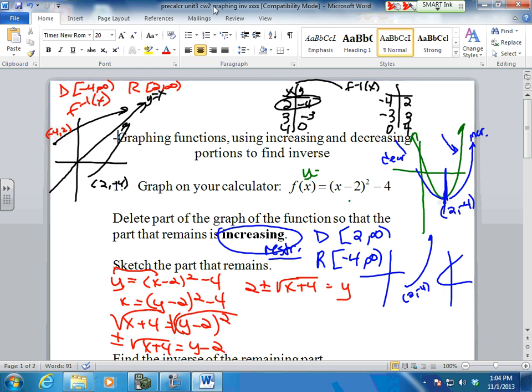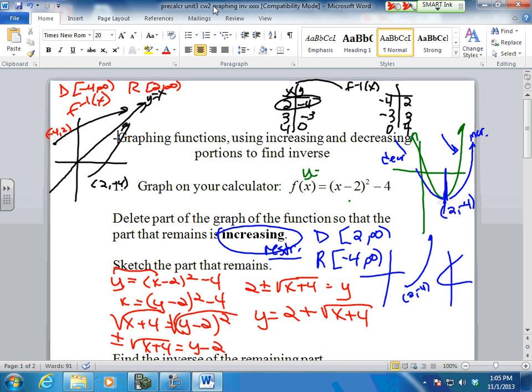Now, how many equations does this contain? Two. A positive and a negative, the plus or minus. So since you want the increasing, which part do you want? The positive. So now we want y is equal to 2 plus this.